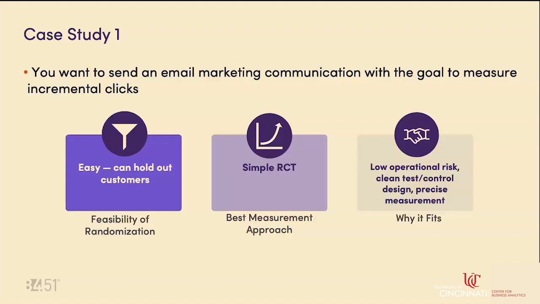I want to send something with the goal to measure incremental clicks to that email. I think I have three buckets there, from a feasibility of randomization standpoint, the measurement approach, and why that approach is the best fit for this purpose. I think this is one of the easier ones where we can hold out customers for randomization. So a simple RCT might be the best approach in this instance.